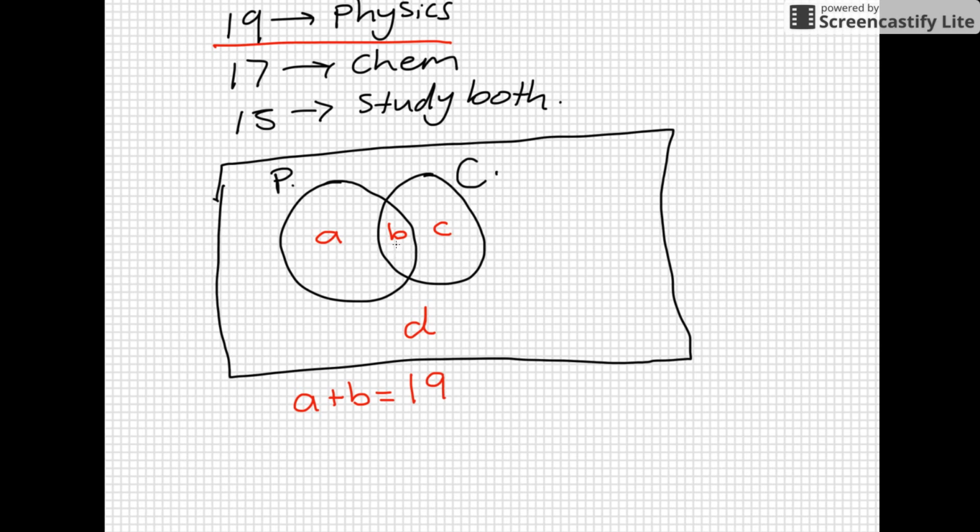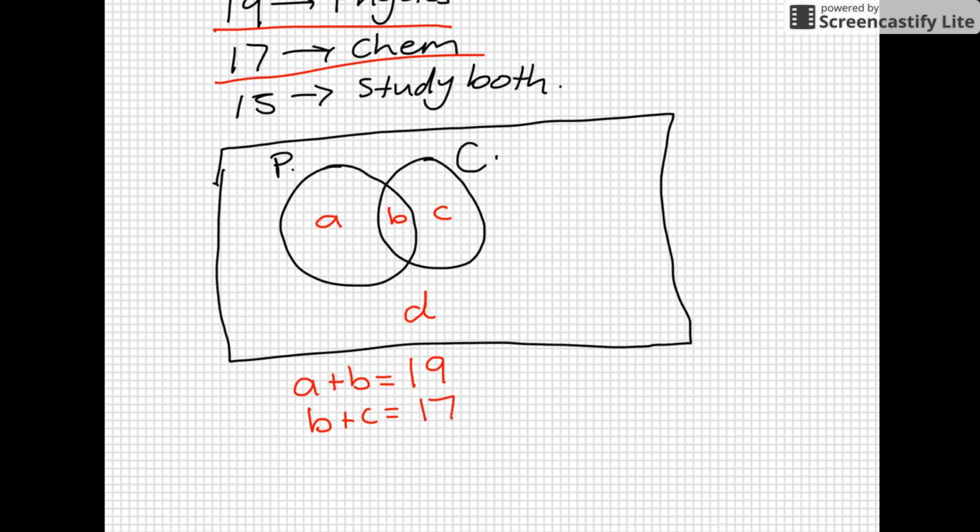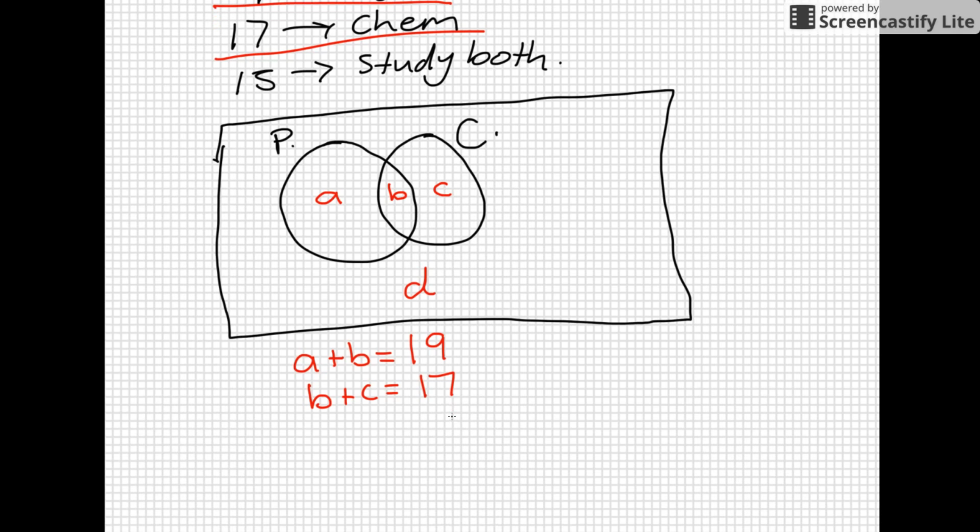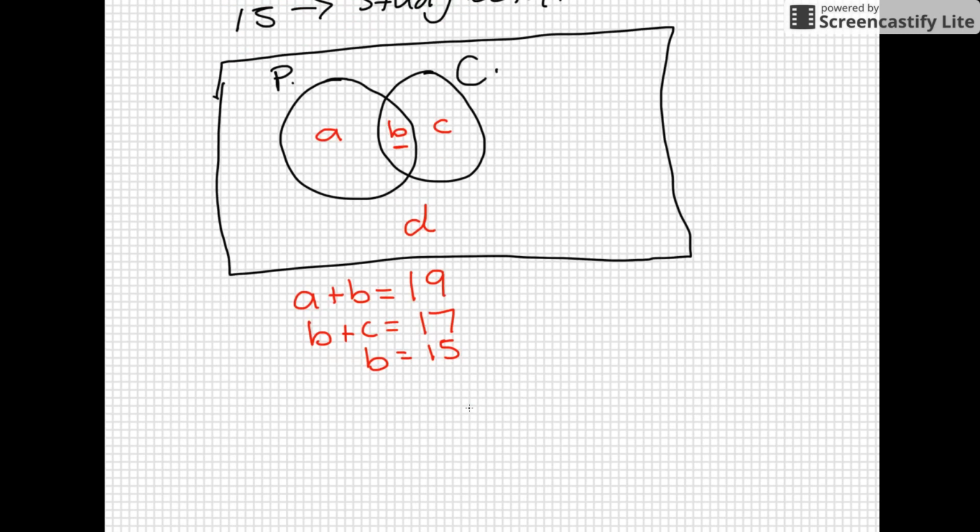Next thing, B and C. Well, this is the number of people who study chemistry. So, again, from the question, they've said, okay, 17 study chemistry. So now I know that B plus C equals 17. Next, B in the middle. Well, that's the people who study both. The question gives us that. It says 15.